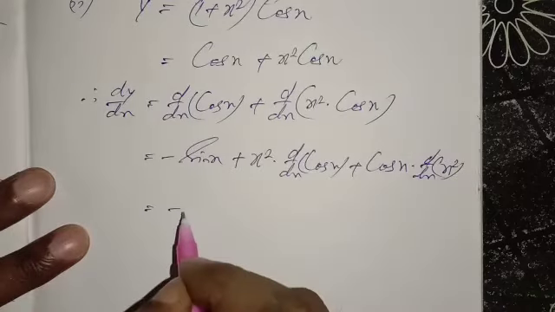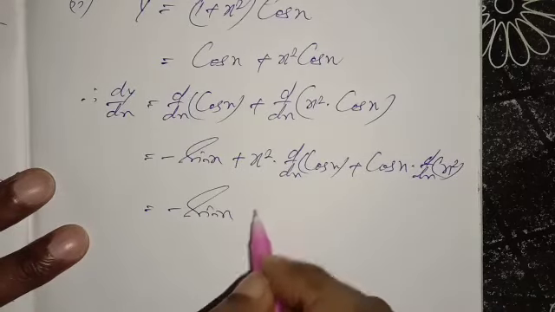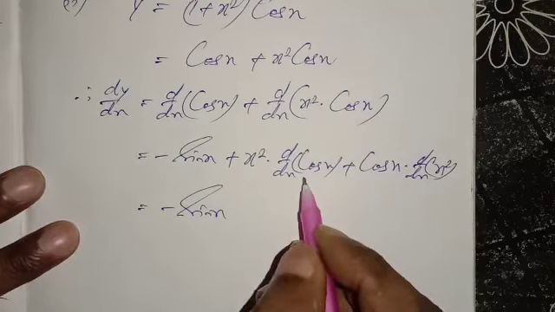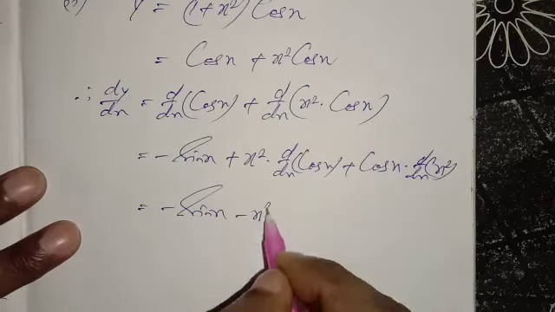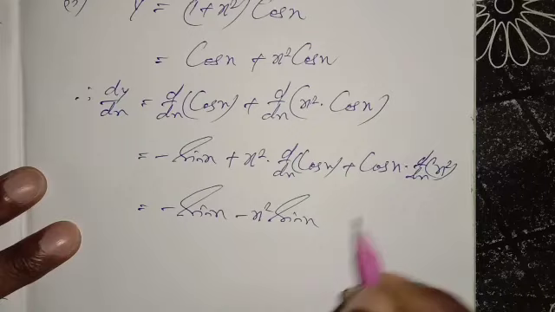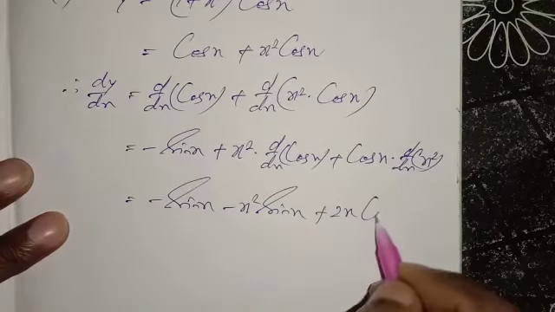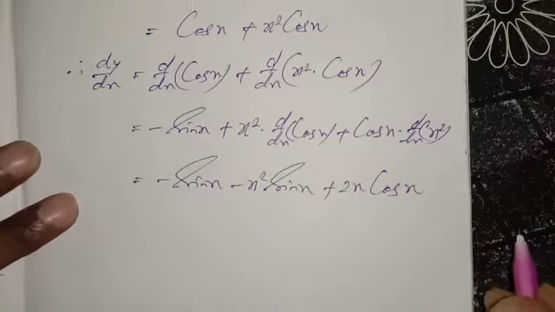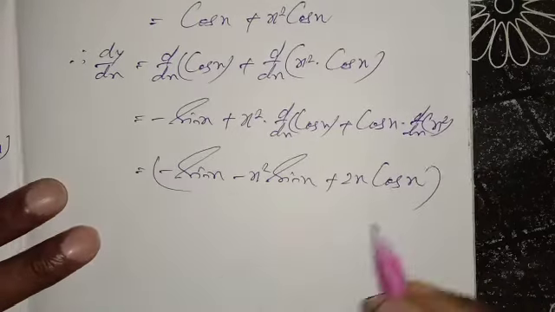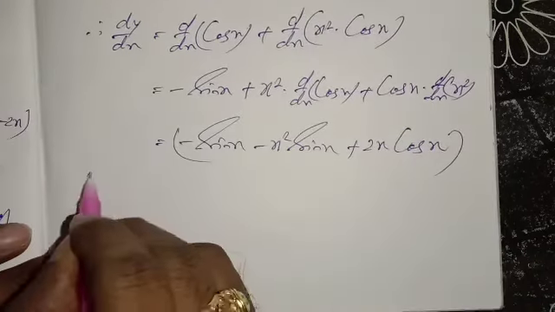Now it is coming minus sin x. This will be, the derivative of cos x is minus sin x, that means minus x square sin x, and the derivative of x square is 2x, this will be plus 2x cos x. This is the result.